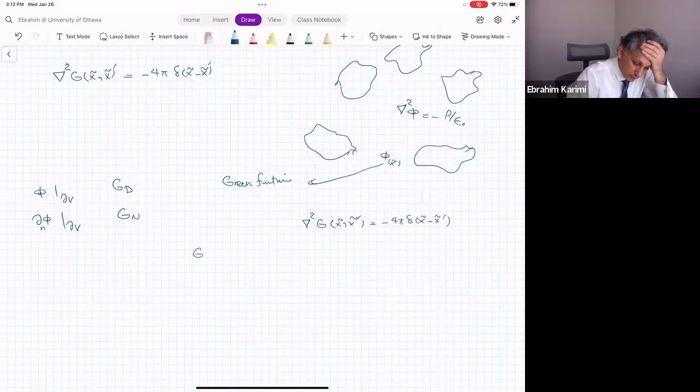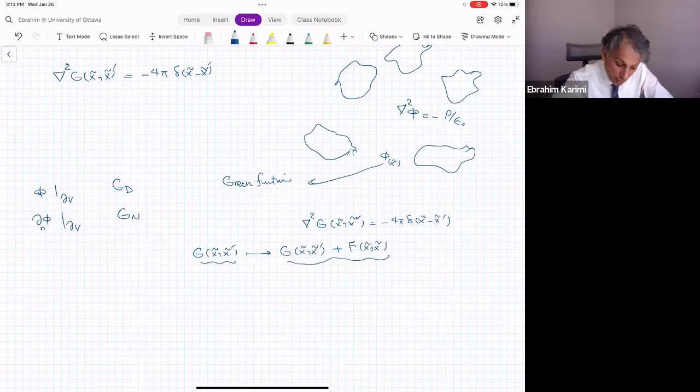to another function? I will change now g of x and x prime to another function, which is g of x and x prime plus a function of x and x prime. So I change g to be equal to that one. But still, I know that the new g also gives me, with the Laplacian, minus 4 pi delta of x minus x prime. Okay. Still, for that one, the Laplacian of g, I will write it short, is equal to minus 4 pi delta of x minus x prime.